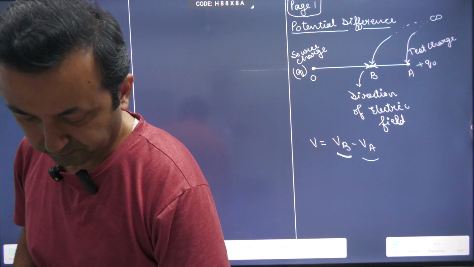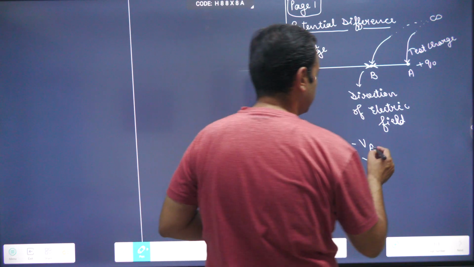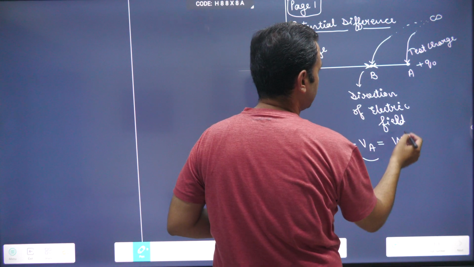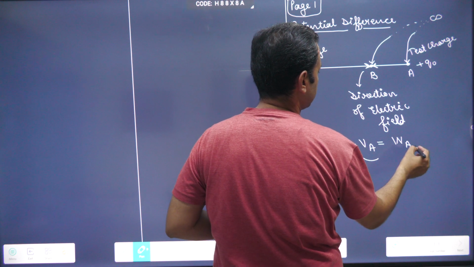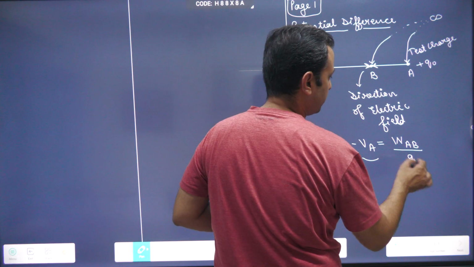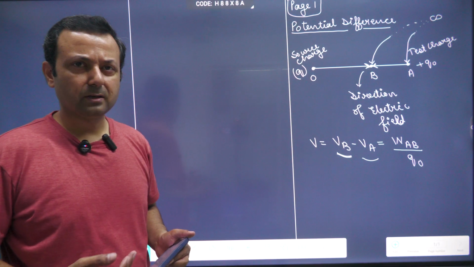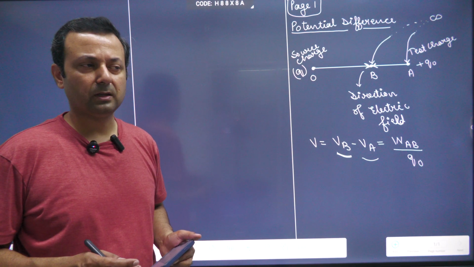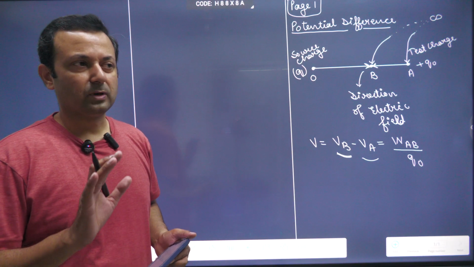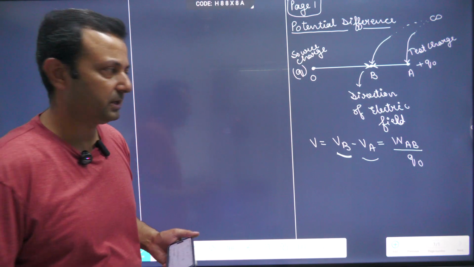Okay. Now, this is defined as work done in moving the test charge from A to B, WAB upon Q naught. Work done per unit charge is called electric potential. And sometimes in common language, we use electric potential and potential difference as the same terms. The SI unit of electric potential or potential difference is joule per coulomb.